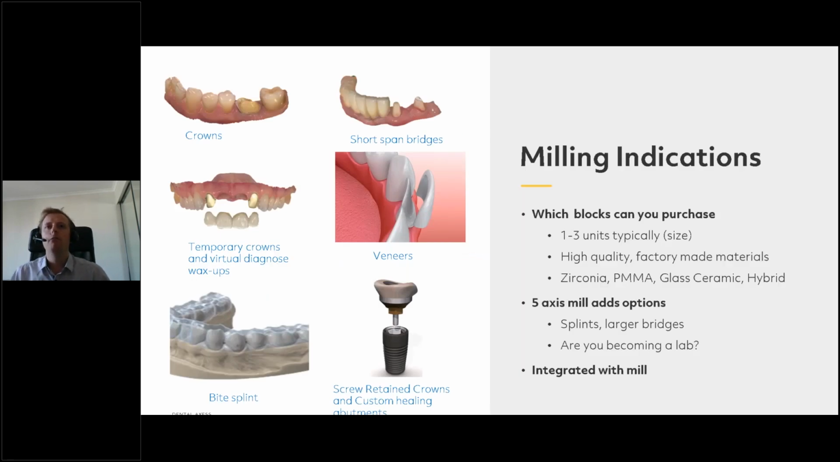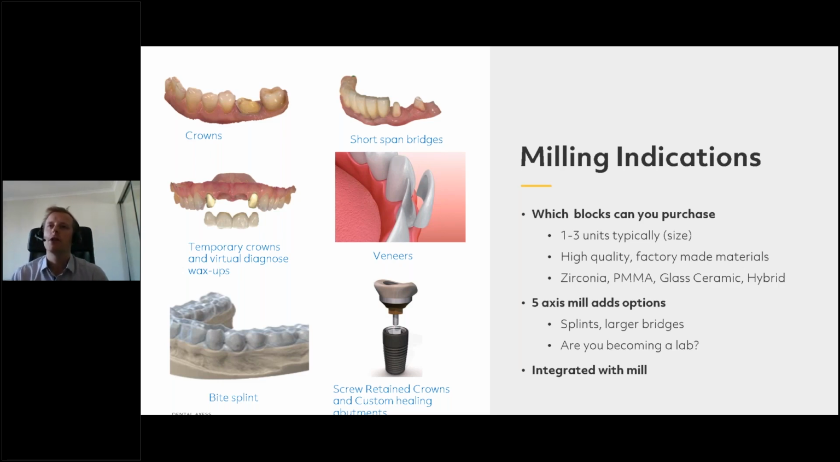So let's think now about milling indications. As I said at the very start of the webinar, crowns and short span bridges have been around for 20 or so years with some of the older equipment. Now we're moving into more complicated work like temporary crowns or virtual wax-ups for diagnosis, or veneers. If you want to do really, really thin veneers, what's the best way to do it? Is milling the best way? Often you can get a really nice result with some really good materials.